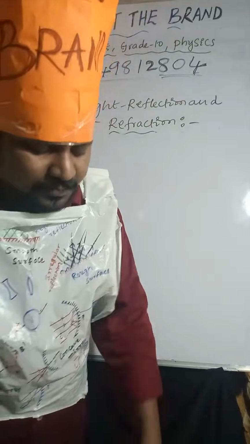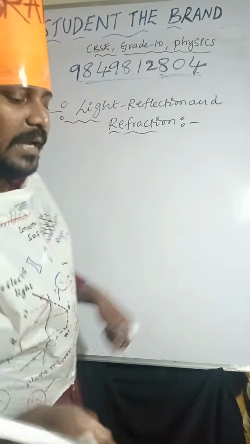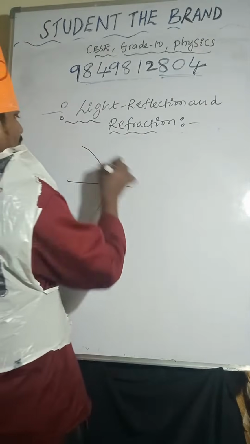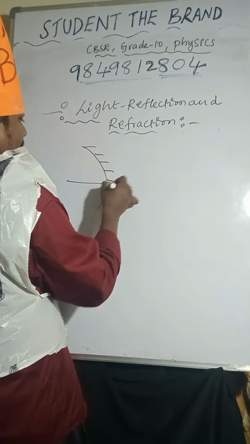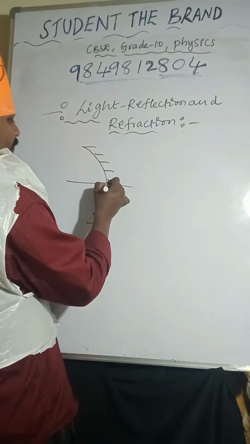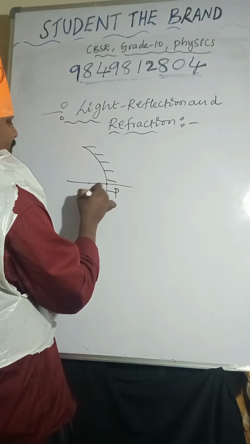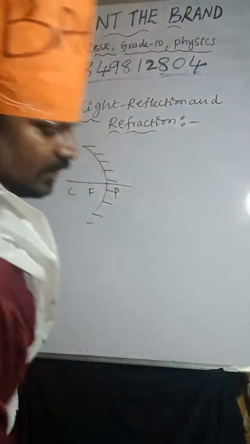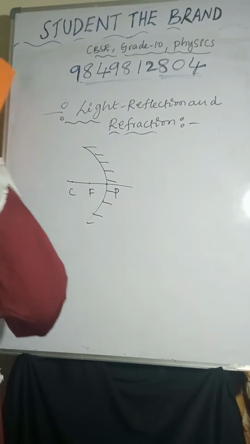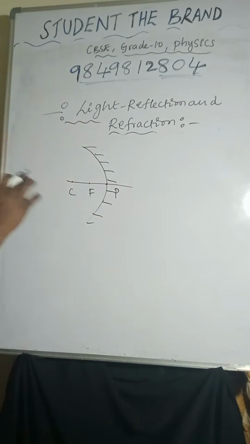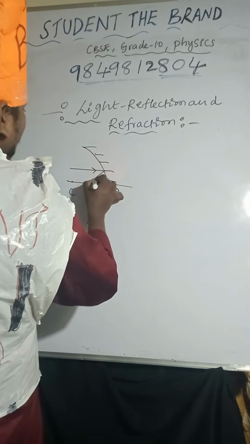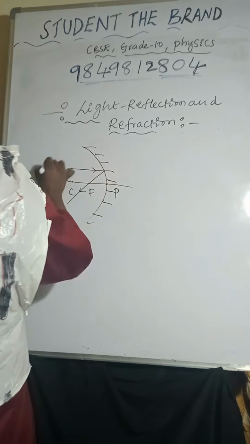So now you can observe ray rules. So now we are taking here a concave mirror. So pole, focus, and center of curvature. So one light ray passing, this is the incident ray. After reflection, light ray passes through focus. This is the first point.